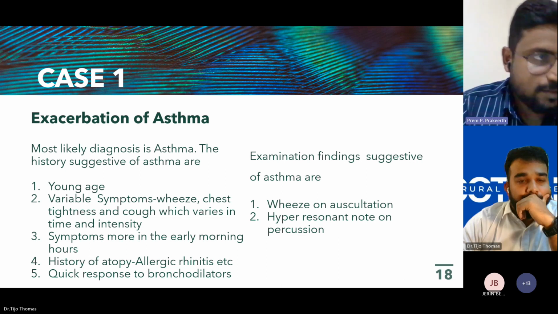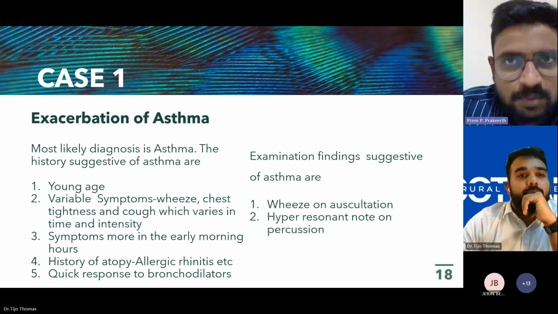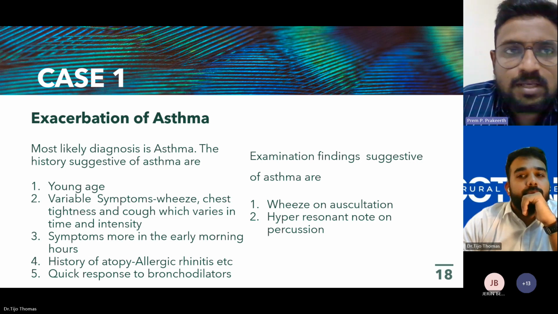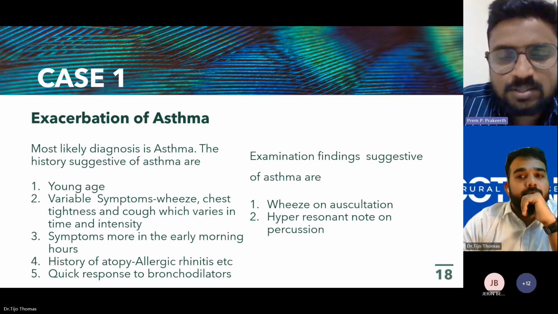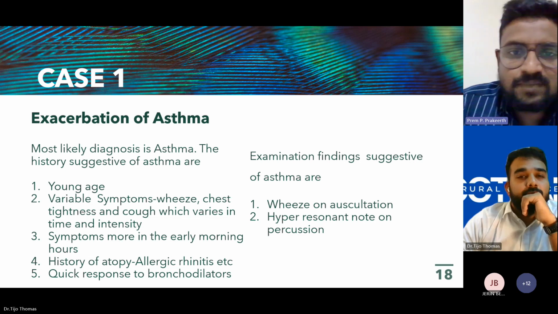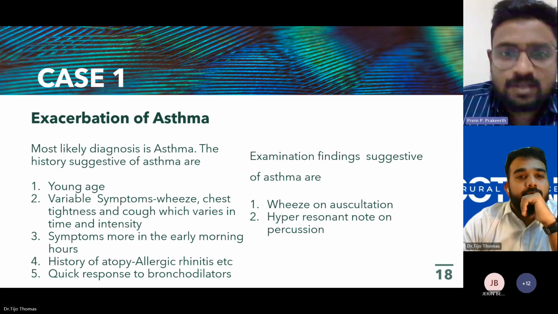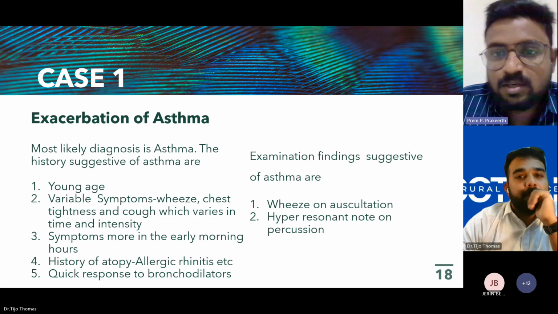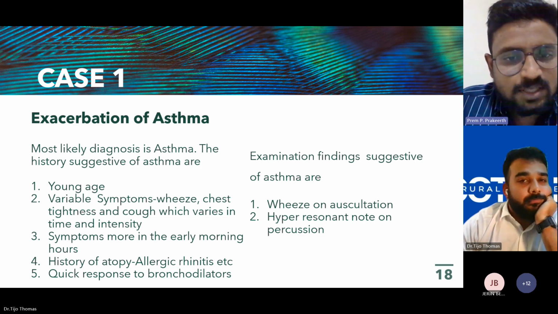For examination, nothing much we'll get in asthma except you might have bilateral wheeze. That's the only thing most commonly that we get in an asthma patient. But if the patient is in severe respiratory distress, obviously they can have altered sensorium, they can have accessory muscle usage, they can have a hyperinflated chest in long-standing asthma. So all these points you can see from the examination also.